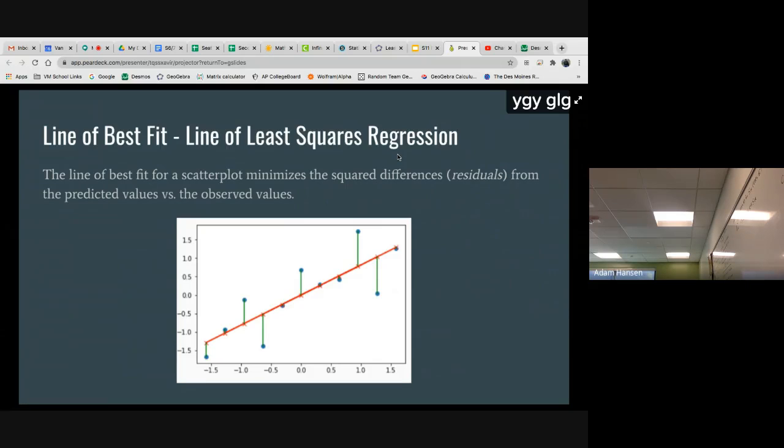I want there to be the least amount of distance between each data point and its predicted value on the line. I want to get my trend line to fit my data as best as possible by making these green distances as small as possible.